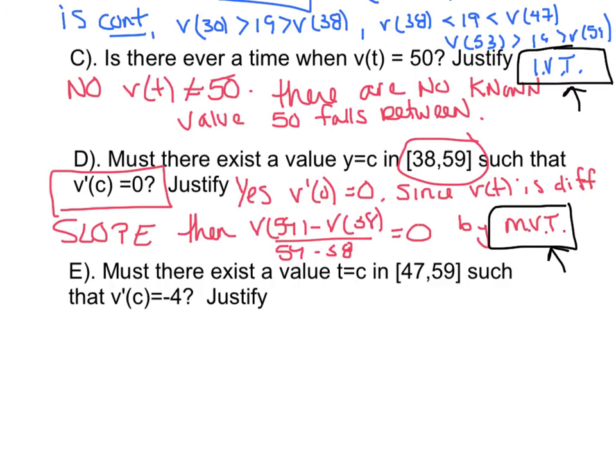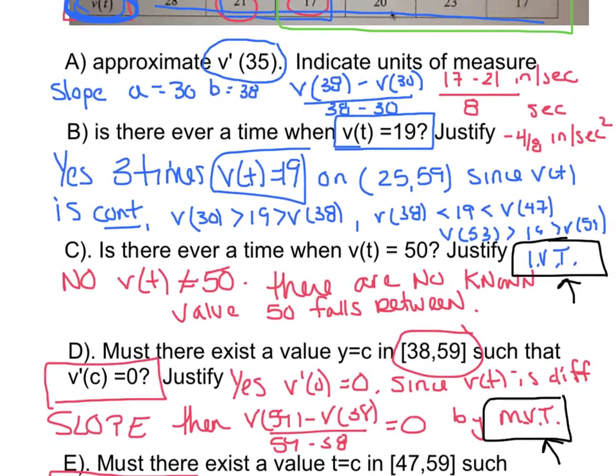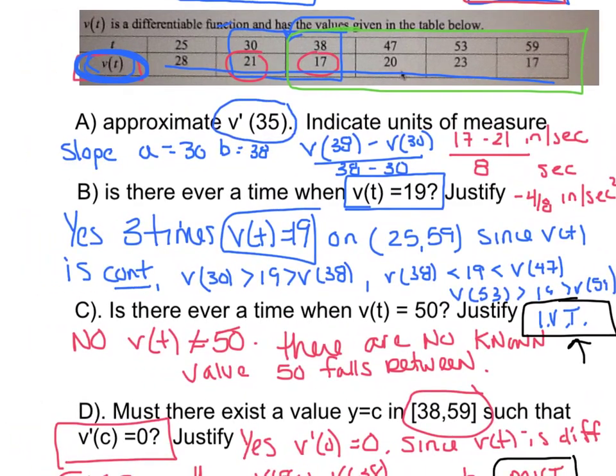All right, last question here. Must there exist a time t equals c in the interval 47 to 59 such that we have v prime of c equals -4? So again, they are saying your slope, but they specifically want a slope of -4. All right, so I'm not looking for a 0 slope. I'm specifically looking for a slope of -4. So let's go up and look at 47 to 59. Just in the section 47 to 59. Will I get a slope of -4?